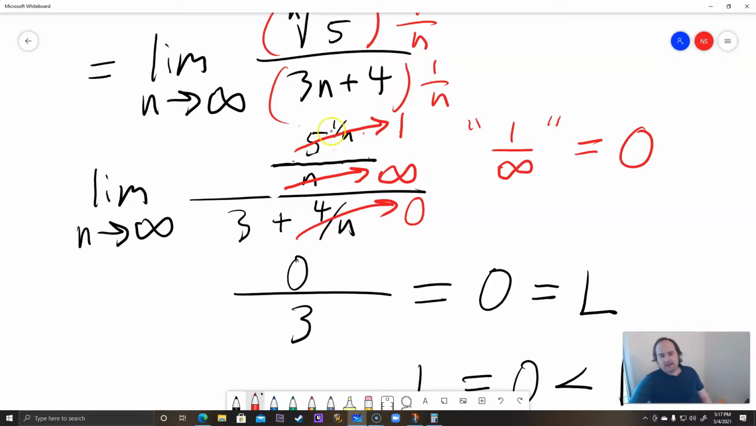Okay, so that 5 to the 1 over n is just like 2 to the 1 over n. If you look at the graph of that one, the limit as n goes to infinity of 5 to the 1 over n is also going to be 1. So that one gave us 1 over infinity, which is still 0. Okay, so hopefully that makes sense.